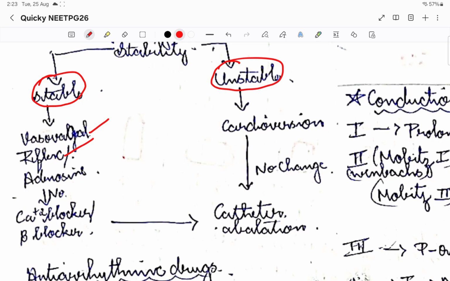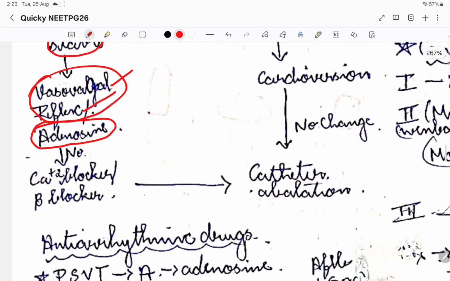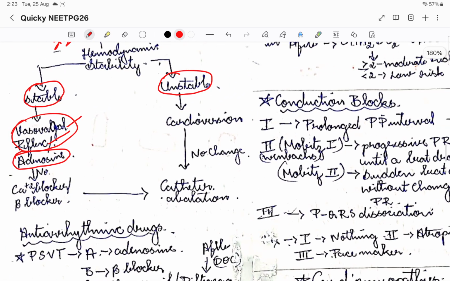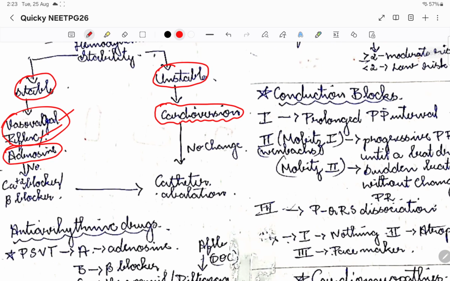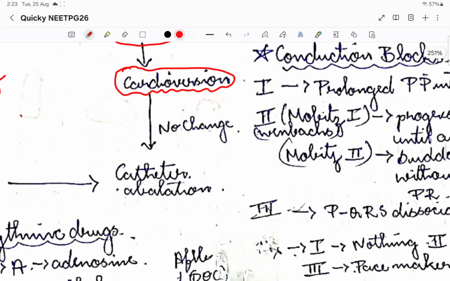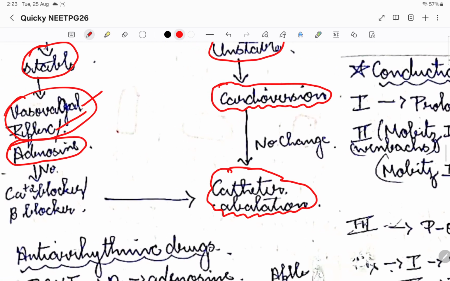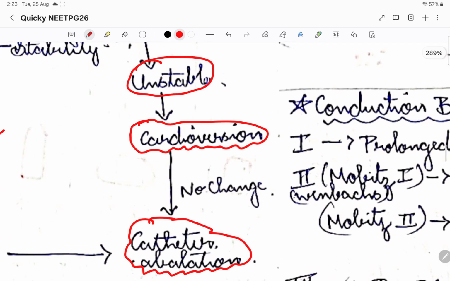If the vasovagal maneuver is not working, then we go for adenosine. Adenosine is the drug of choice. After that, calcium channel blockers and beta blockers. I'll come back to how we chose adenosine, calcium channel blockers and beta blockers. Now if the patient is unstable, that is when we will do cardioversion. Synchronized cardioversion is done, and if there is no change even after the cardioversion, that is when we'll go for catheter ablation. Here also, if it is not working, we are going to go for catheter ablation.